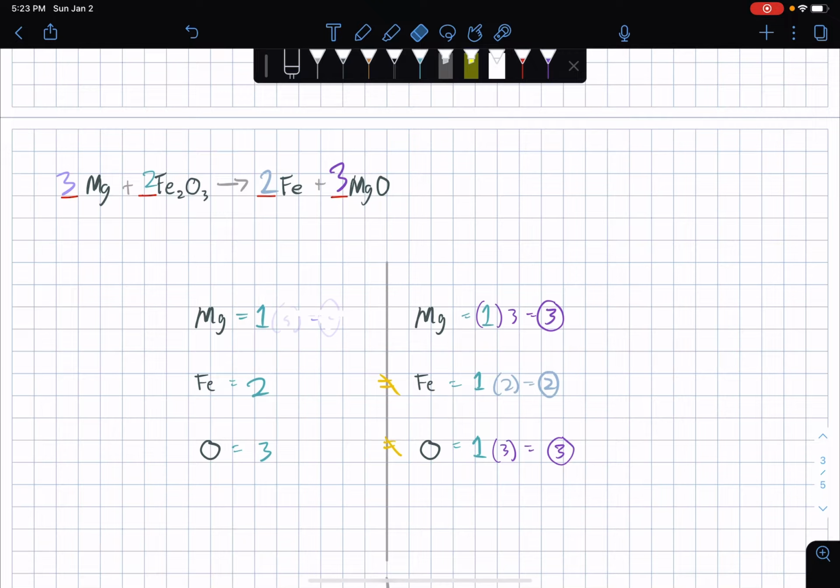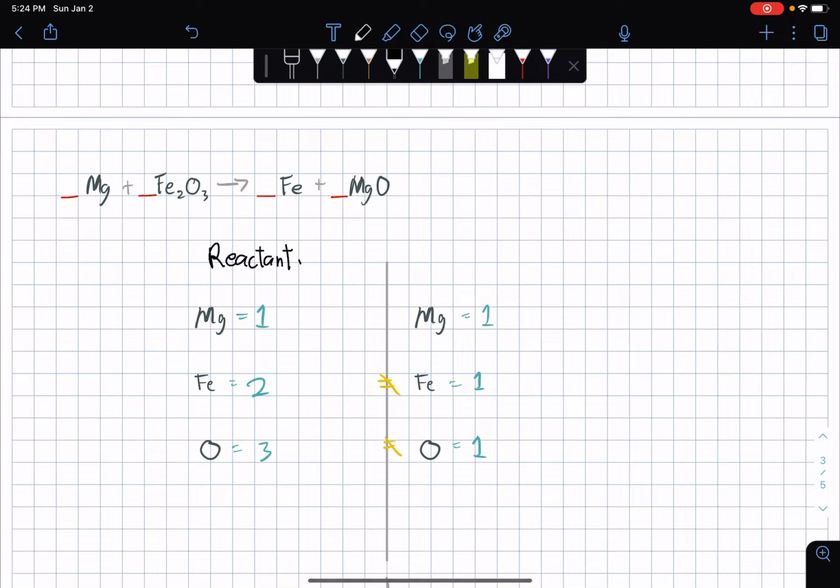Actually, let's remove the process for now. Let's solve this one by one. Let's see. For magnesium, yes, they're equal to each other. For iron, they're not equal to each other. Oxygen, they're not equal to each other. Please note that this part is the reactant side, and this will be the product side.